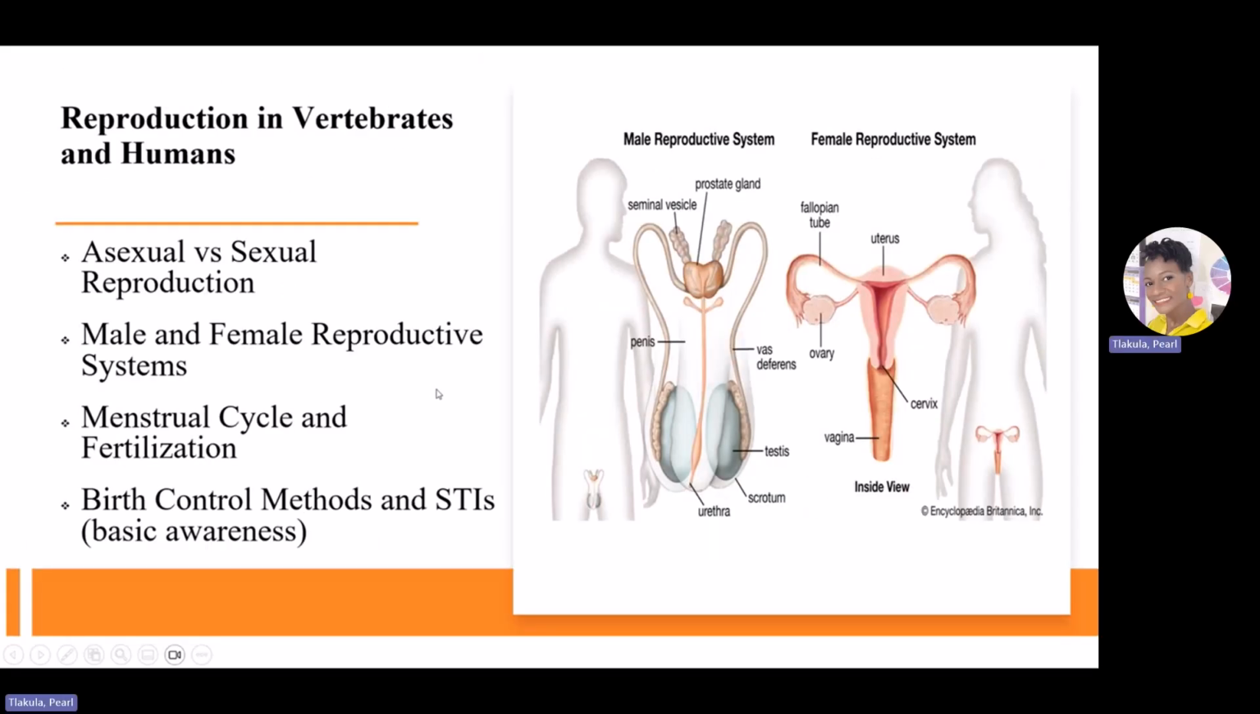Remember also to revise on the reproduction in the vertebrates, especially in humans. We learn about the asexual and the sexual reproduction, the male and the female reproduction system. Remember the menstrual cycle and fertilization, and the importance of the birth control methods and the STDs. That is very important to know in sexual reproduction, how it enhances reproduction as well. So remember to revise on that.